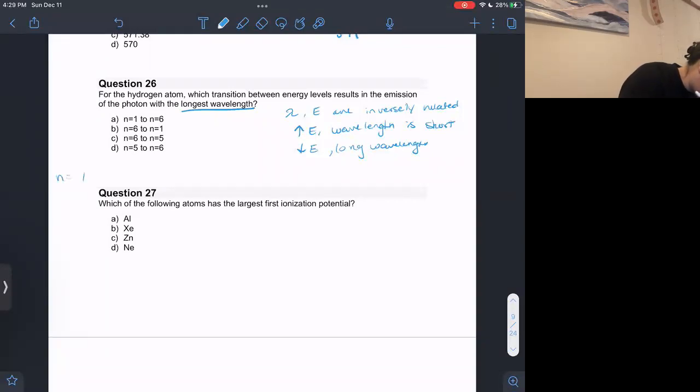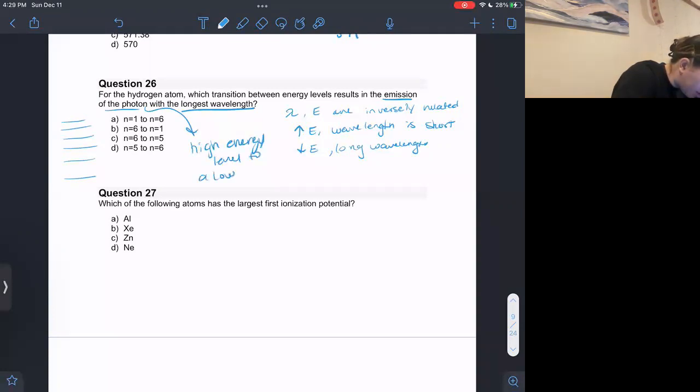n is equal to 1. Okay, we're just going to draw it over here. We'll have 1, 2, 3, 4, 5, 6. So I can have n is equal to 1 to n is equal to 6. Now, this is the emission of a photon. That's the other key part. Emission of a photon means I have to go from a high energy level to a lower energy level. Even before I do this, I just want to make sure they go from high to low.